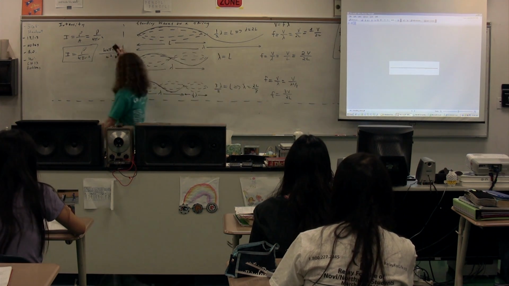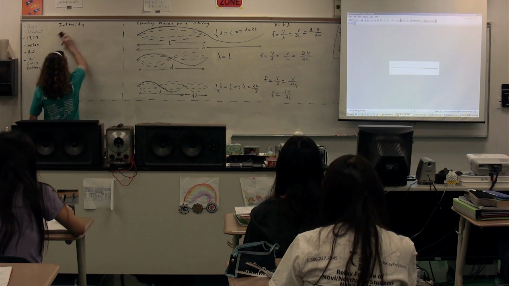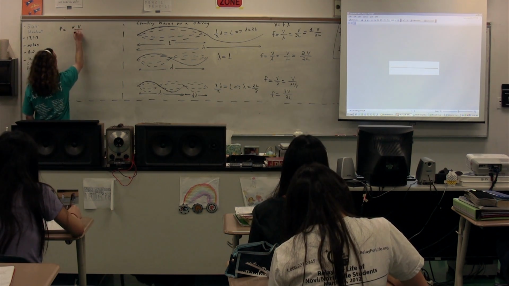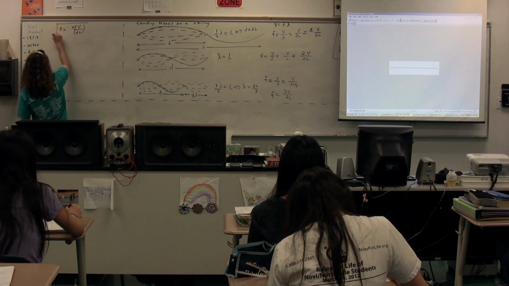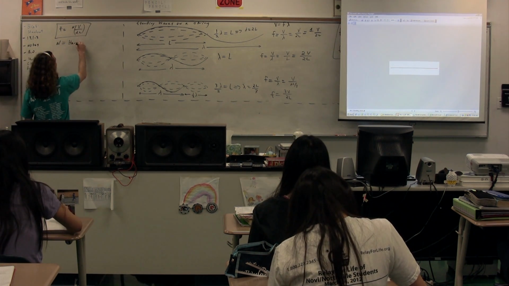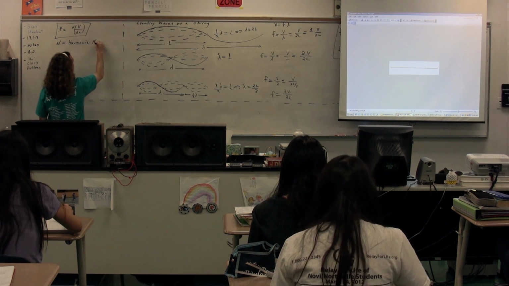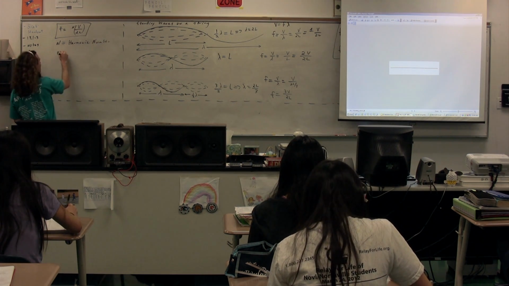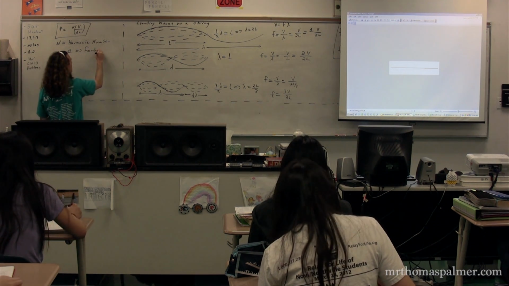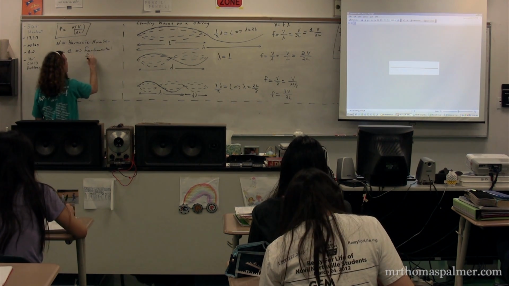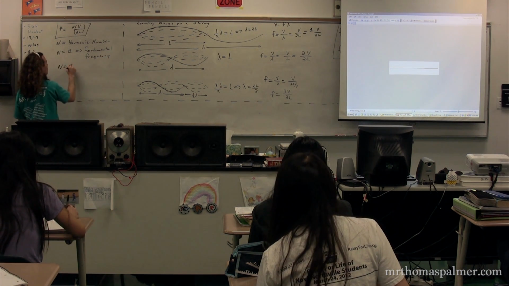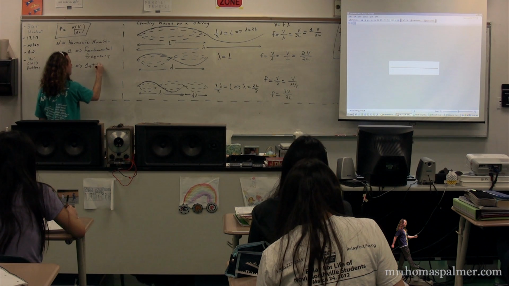The frequency for a stringed instrument is equal to n times v over 2L, where n is called the harmonic number. N equals 1 is called the fundamental frequency. It is also called the first harmonic.